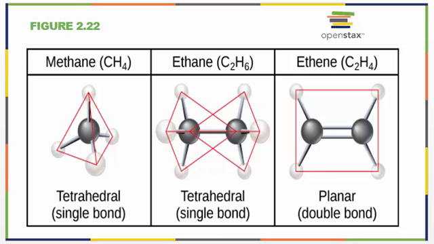Single bonds, like those found in the ethane seen here, are able to rotate. Double bonds, like in the ethene, cannot rotate, so the atoms on either side are locked in place.